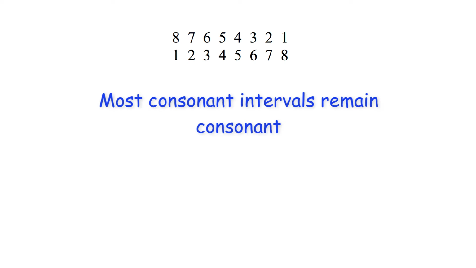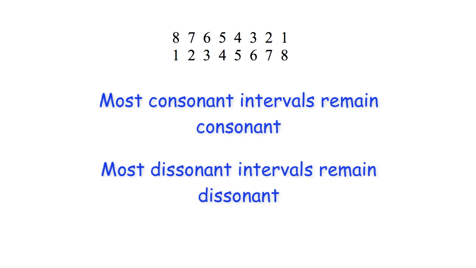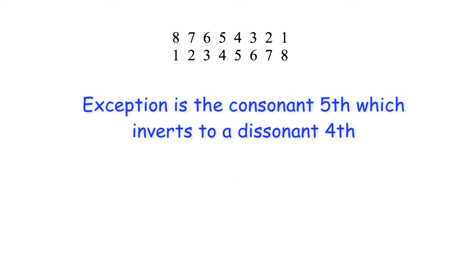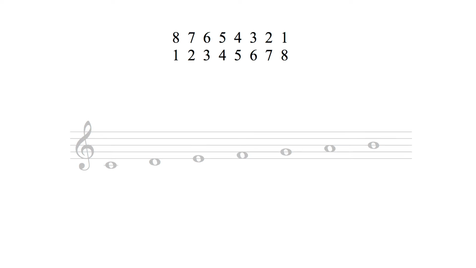According to the inversion chart for this type of counterpoint, when inverted, most consonant intervals remain consonant and most dissonant intervals remain dissonant. The only exception is the consonant fifth, which inverts to a dissonant fourth. By relating this information to a scale, we can see what harmonic implications these inversions have.